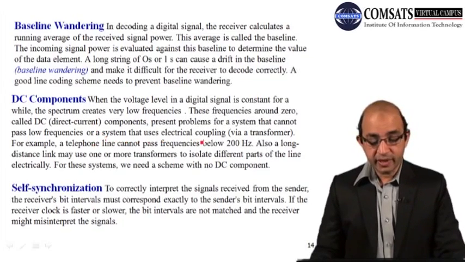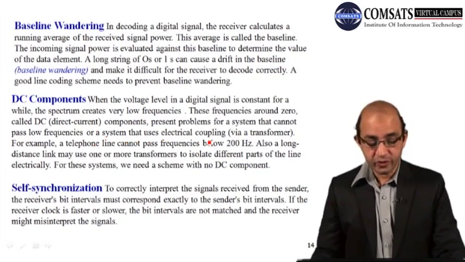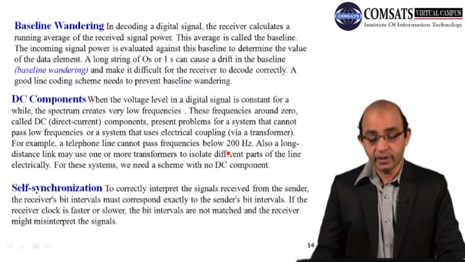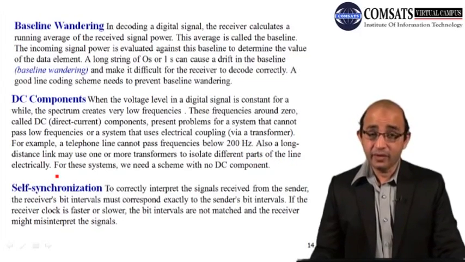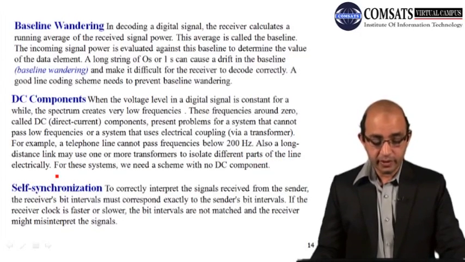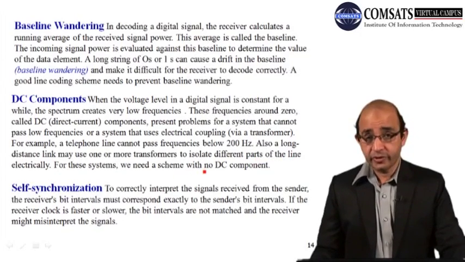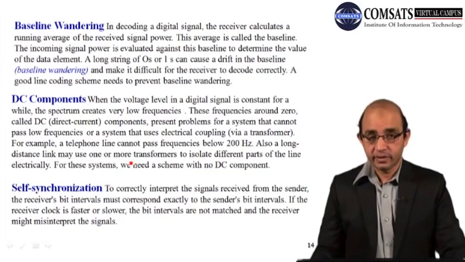Or a system that uses electrical coupling via a transformer, like a telephone line, cannot pass frequencies below 200 Hertz. A long distance link may use one or more transformers to isolate different parts of the line electrically. So here we have the problem with the DC component. There should be a reasonable scheme so that we can avoid the DC component if we can.